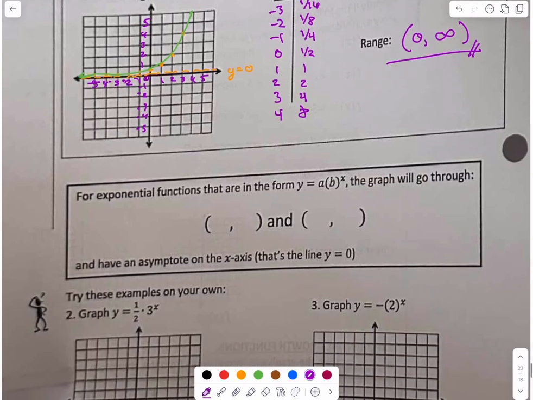For exponential functions that are of this form, the graph will go through and have an asymptote on the x-axis, the line y equals 0. Some key points are when x is 0, when x is 1, and when x is negative 1. When x is 0, it'll be 0, comma a. When x is 1, it's a times b.